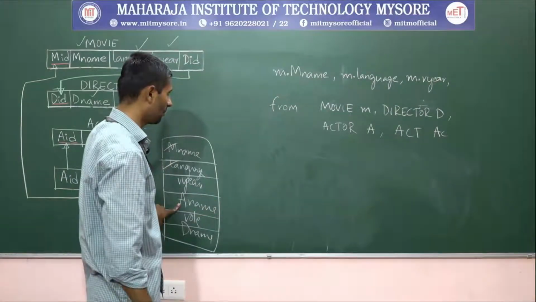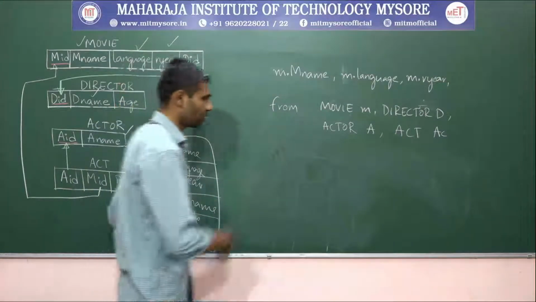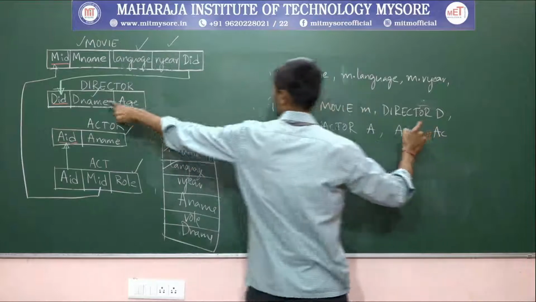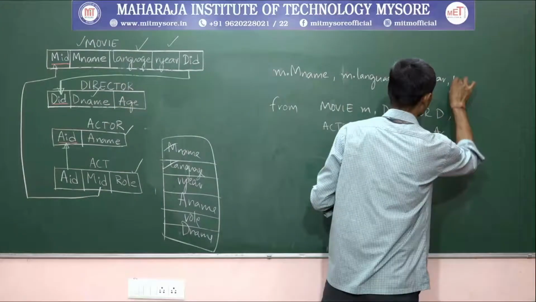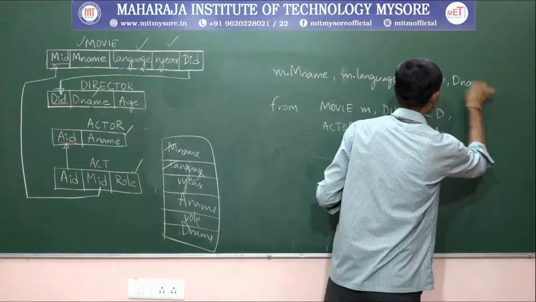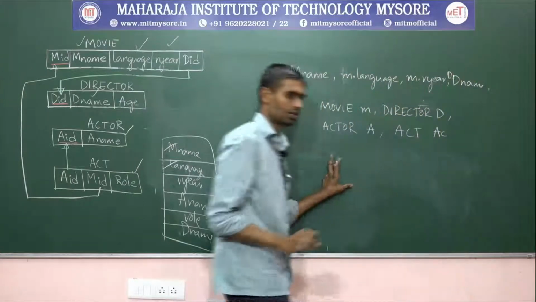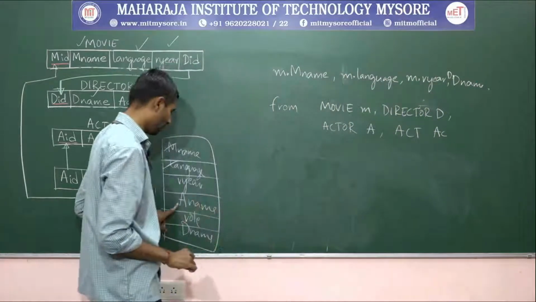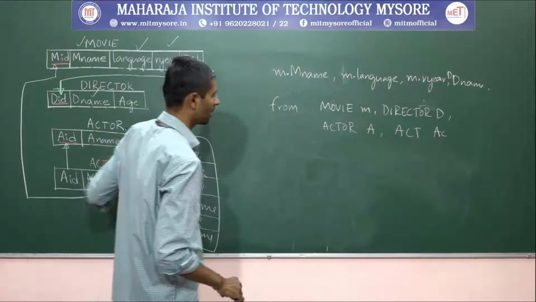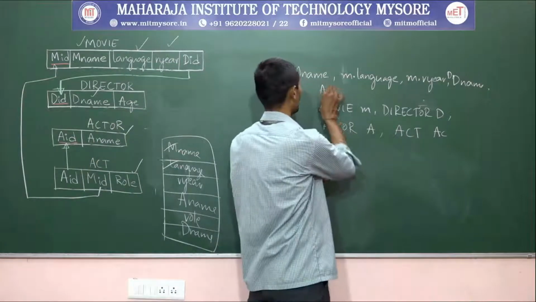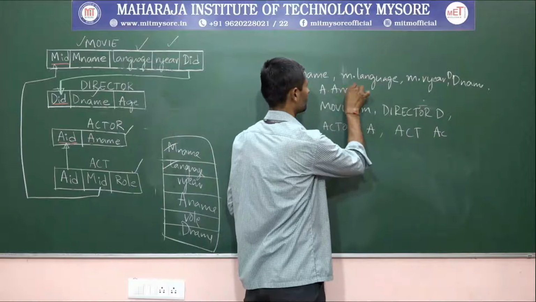Next, actor name. Let's say first the director, whichever you want, director name. To get a director name, director D, name, D dot D name, you can write. Next, what other attributes do I want? I want actor name, from the actor table. Actor means A, so A dot A name.